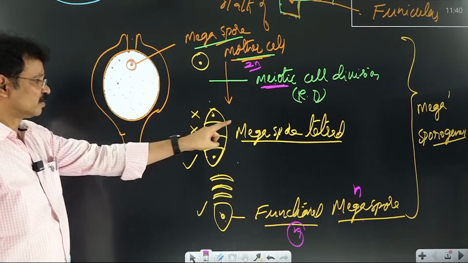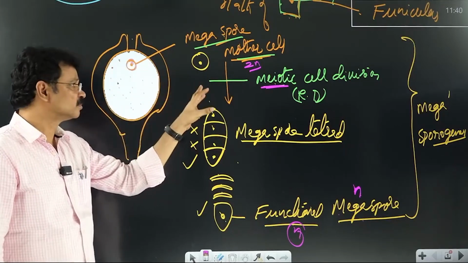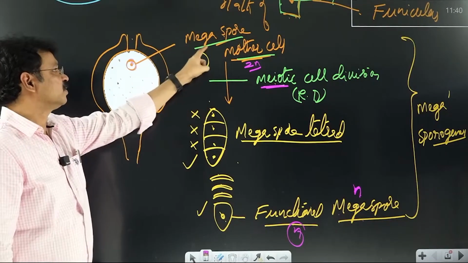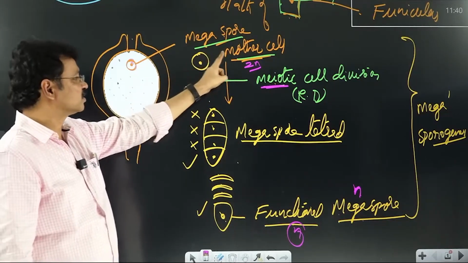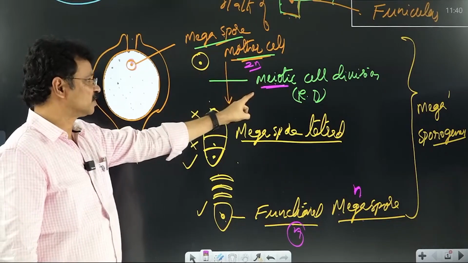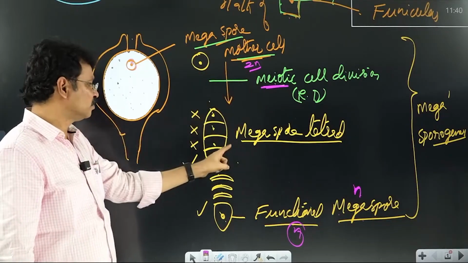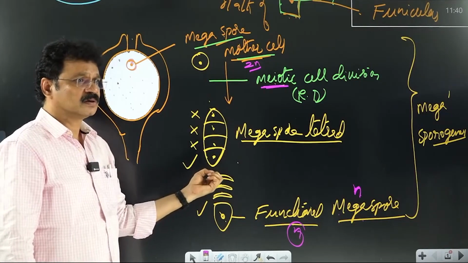We learned about the microsporogenesis in last class. Inside of the anther or pollen chamber, microspore mother cells are there. Such microspore mother cells also undergo meiosis in the same way to form microspore tetrads.